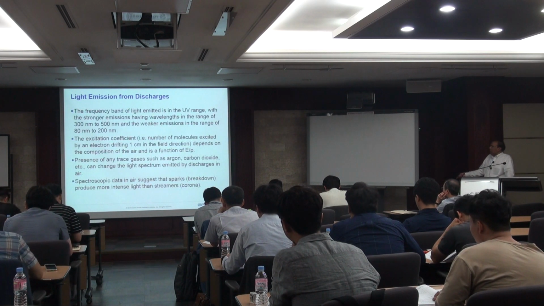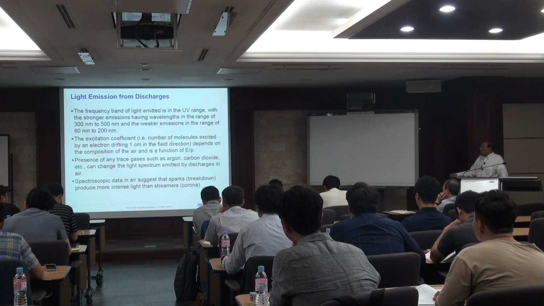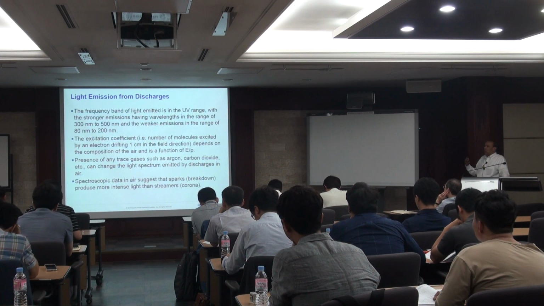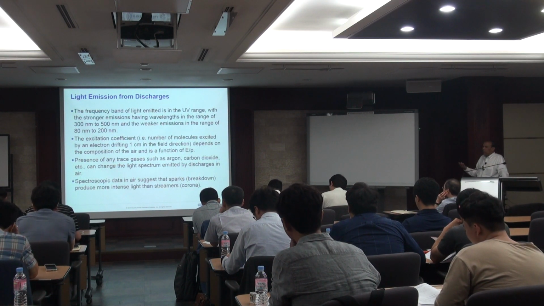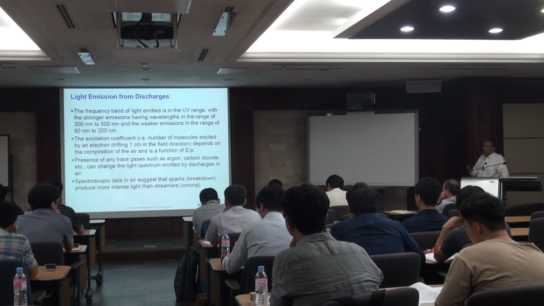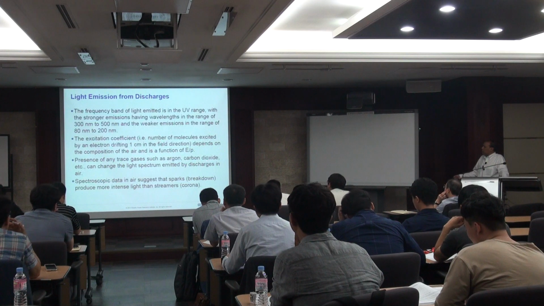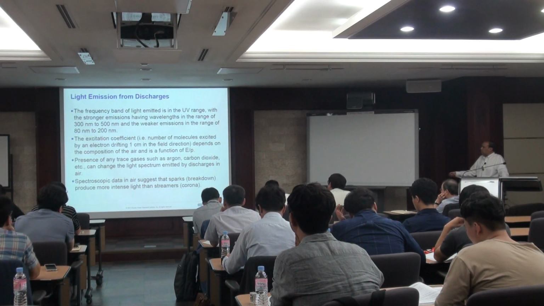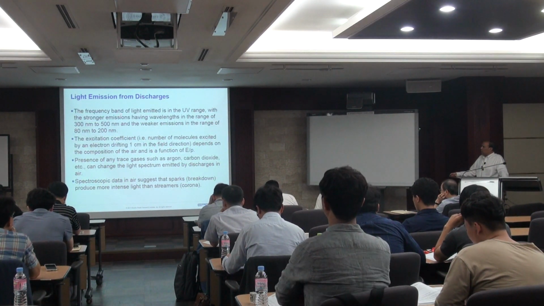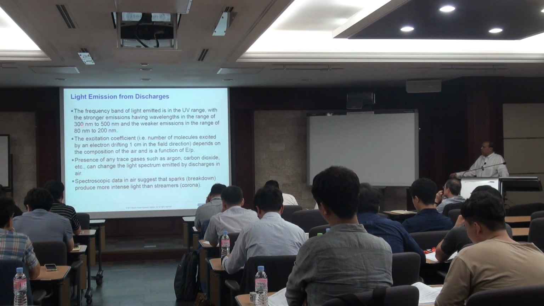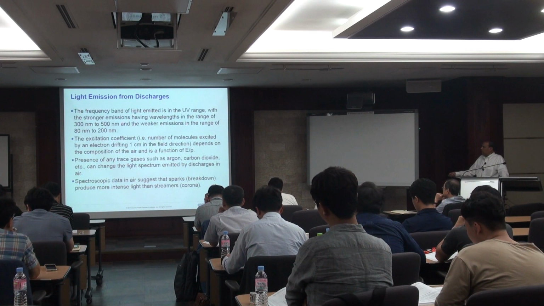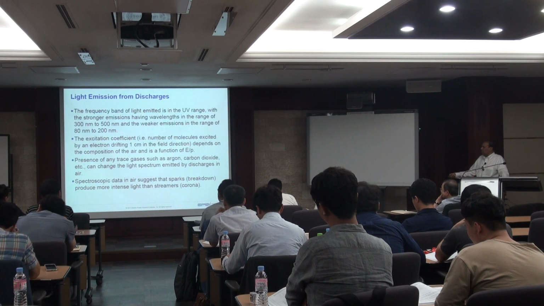So, light emission from discharges. When we have a discharge, you have light coming out. Whether it is a corona or a gap discharge, you have light emission. The light emission is in the ultraviolet range. Stronger emissions have wavelengths in the range of 300 nanometers to 500 nanometers. Weaker emissions are 80 nanometers to 200 nanometers.